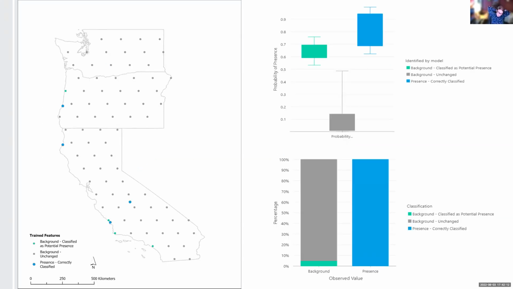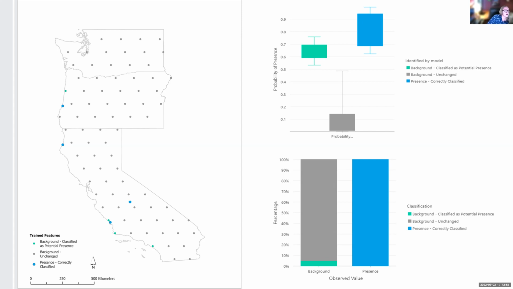Okay, so with an NND of 100, the model propagated a total of 85 points throughout the study area, as shown on the map. Ones in gray are background points, the light greenish-blue turquoise color is background classified as potential presence, and then the blue is presence correctly classified. There were a total of 8 potential presence points, 4 of which were correctly classified.